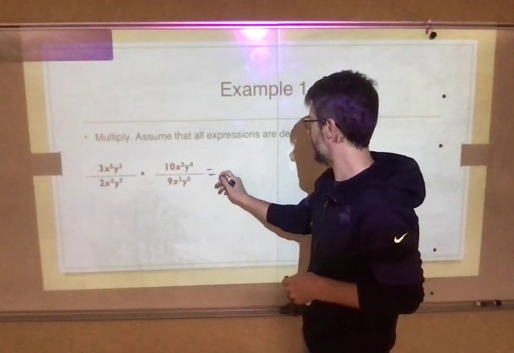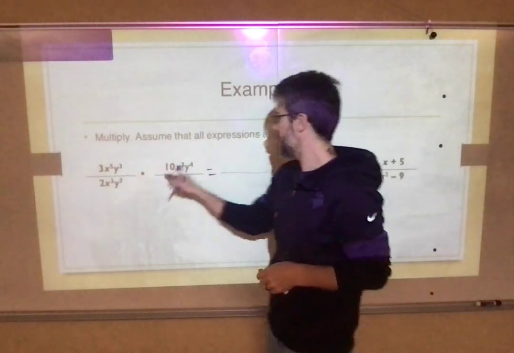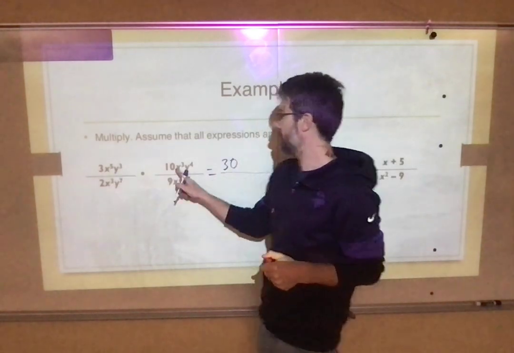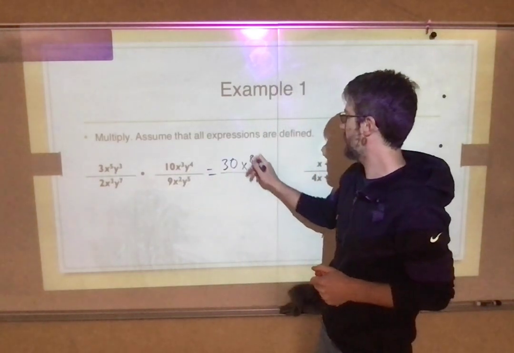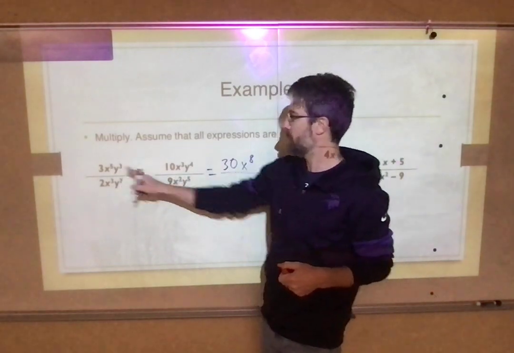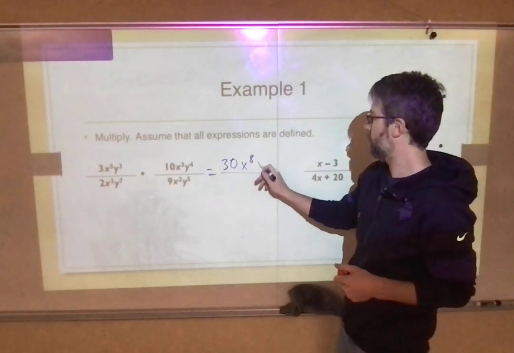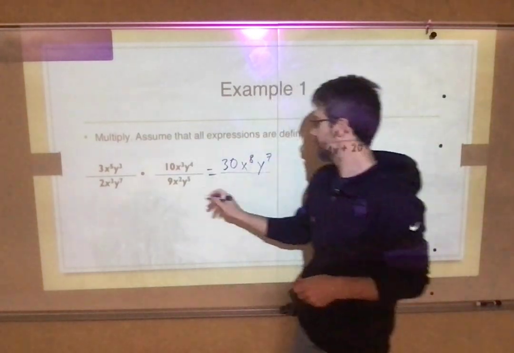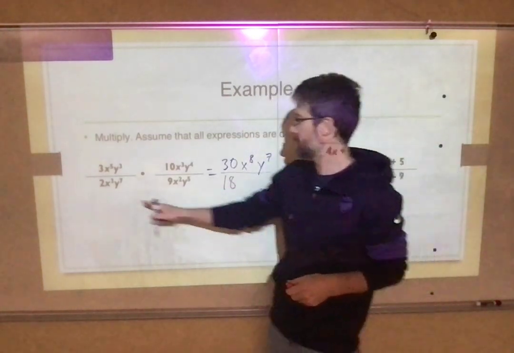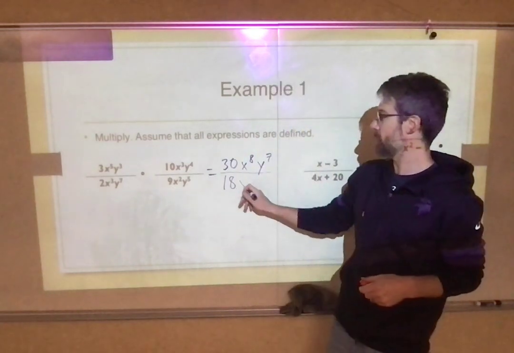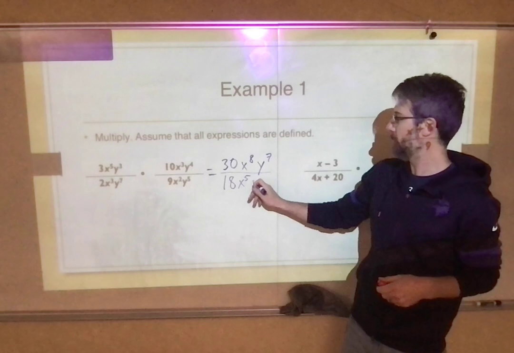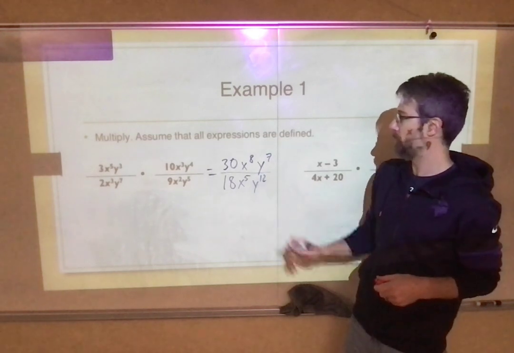Okay, so what that looks like. 3 times 10 are coefficients, make 30. X to the 5th and x cubed is x to the 8th. You remember you add the exponents. Y to the 3rd and y to the 4th, y to the 7th. Then for the denominator, 2 times 9 gives us 18. X cubed times x squared gives us x to the 5th. And y to the 7th times y to the 5th is y to the 12th.